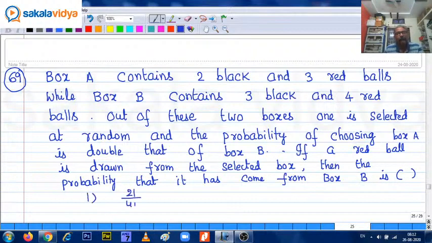First option 21/41, second 10/31, third one 12/31, fourth one 13/41.